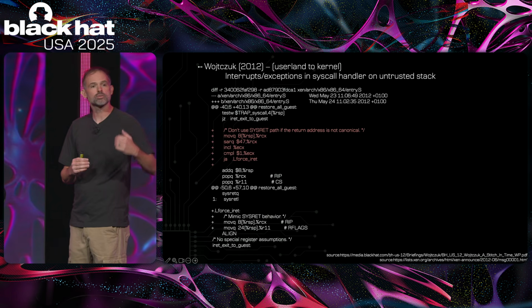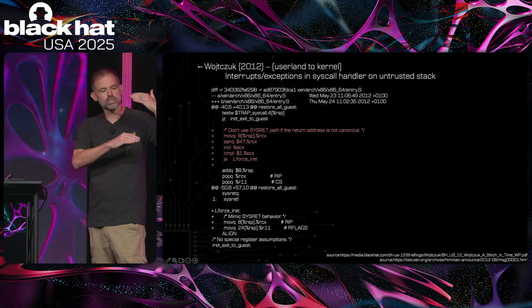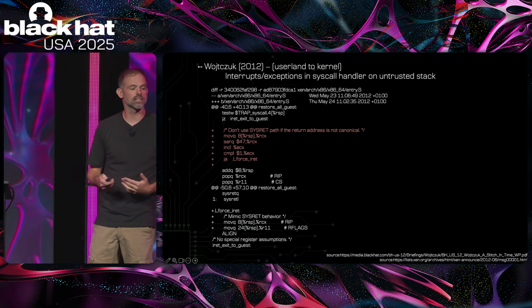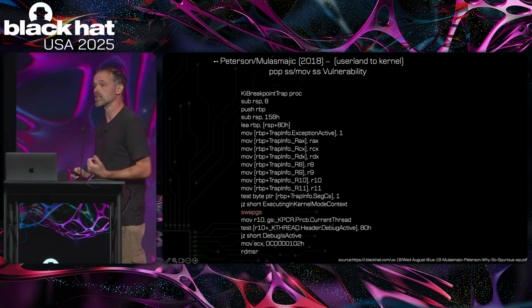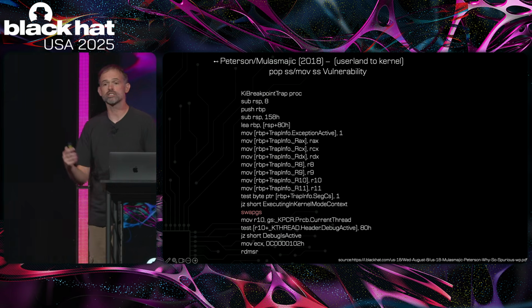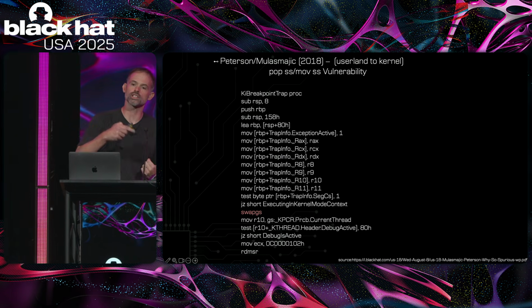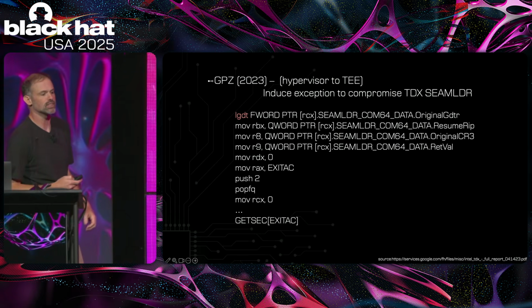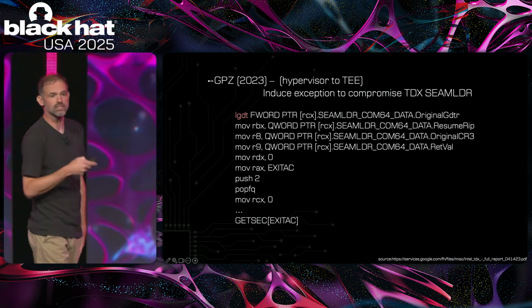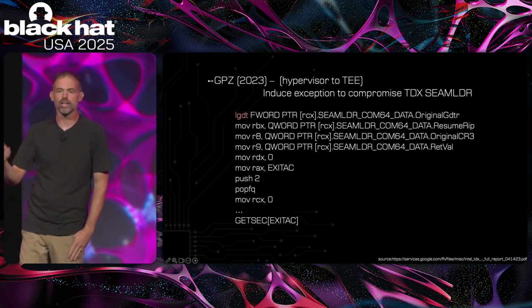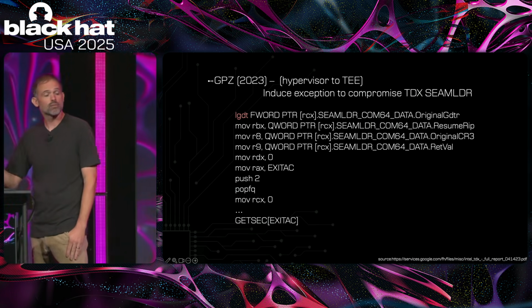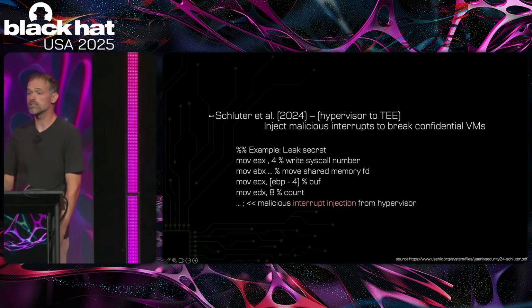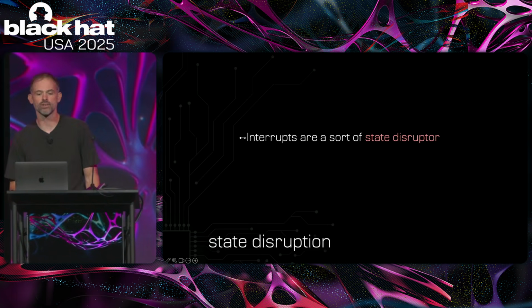So for example, back in 2012, Rafal showed that if an unexpected interrupt or exception came into the kernel right at the right spot, whereas transitioning from user land to kernel space, you could get kernel privilege escalation with that. Peterson showed something similar with using a pop SS instruction to delay exceptions for just one instruction to get an exception to occur right where it shouldn't happen, and use that for privilege escalation. Google Project Zero found something similar in TDX seam loader, right when it was tearing down the secure environment, they could get an exception to come in and get privilege escalation. Others have found ways to use interrupts to leak secrets from confidential VMs.